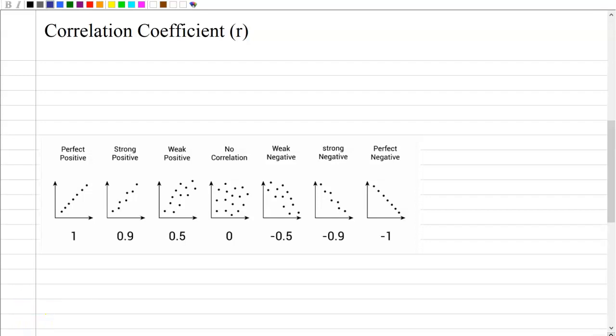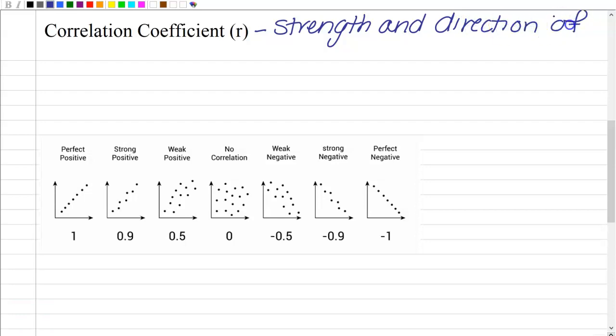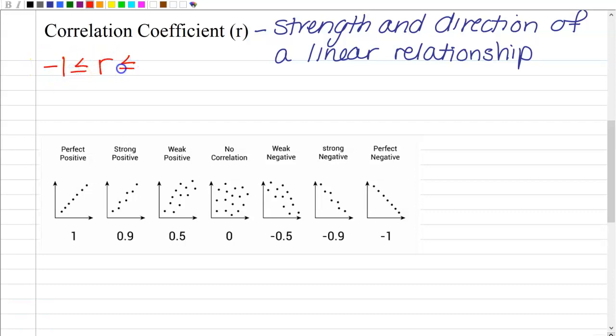Today, let's discuss the correlation coefficient R. The correlation coefficient tells us the strength and direction of a linear relationship. The correlation coefficient R ranges in value from -1 to 1.